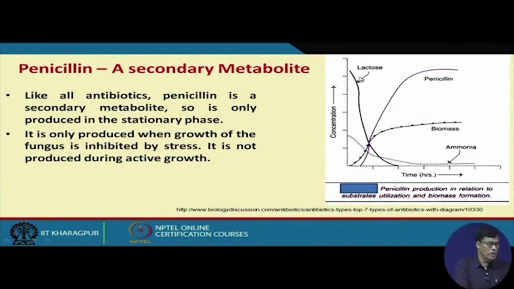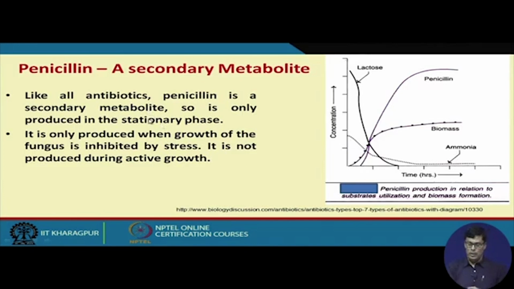The lactose that is used as a carbon source keeps decreasing with respect to time, and you can see that biomass production increases like this, and penicillin production increases like this, and ammonia, which is considered a source of nitrogen, decreases like this. Like all antibiotics, penicillin is a secondary metabolite. What is a secondary metabolite?